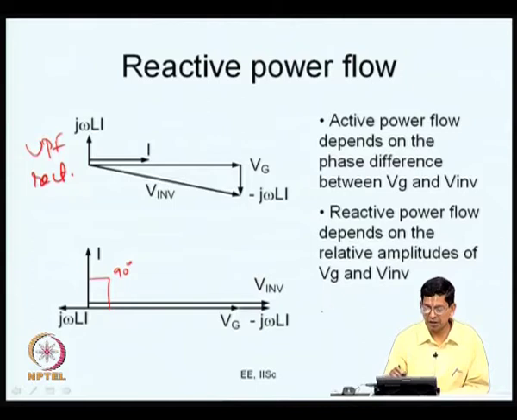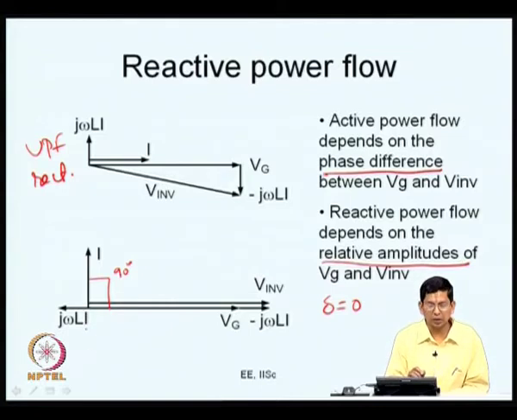What you find here is there is no phase difference, that is delta is 0, so the active power flow is 0 here. How about the reactive power flow? The reactive power actually flows from the end where the amplitude is higher to the end where the amplitude is lower. So, there is a power flow from V inverter to Vg. So, you are able to pump reactive power now. The active power flow depends on the phase difference between Vg and V inverter, and the reactive power flow depends on the relative amplitudes of Vg and V inverter.